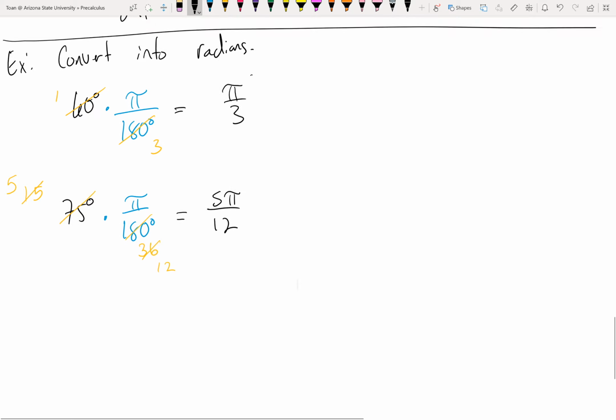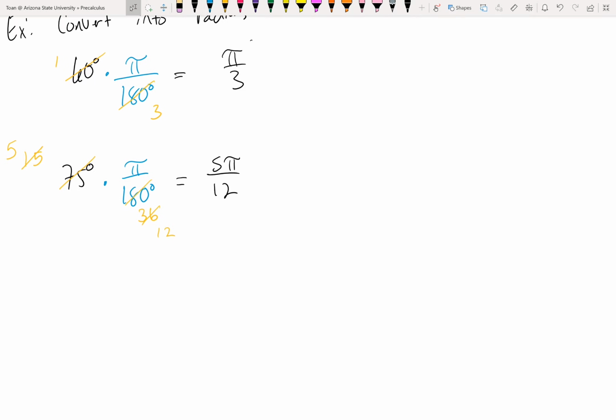It doesn't matter if the degree is positive or negative, it works the same way. So let's say I wanted to convert negative 120. Again, I'm going to multiply by the conversion factor. I want to get rid of degrees, so you multiply by the 180 that's on the bottom. And then you can reduce. I can cross out a 0 and then divide out a 6. So that becomes a 2 and a 3. So we have negative 2 pi thirds.